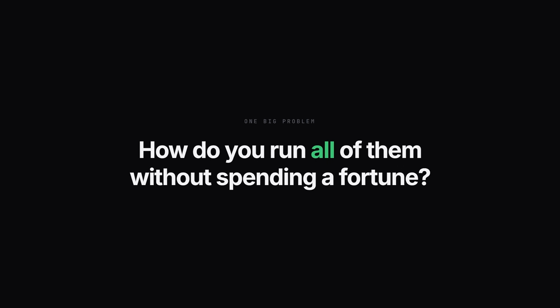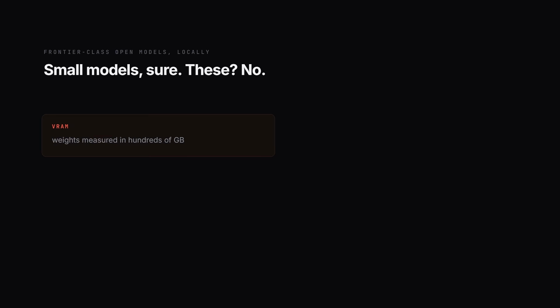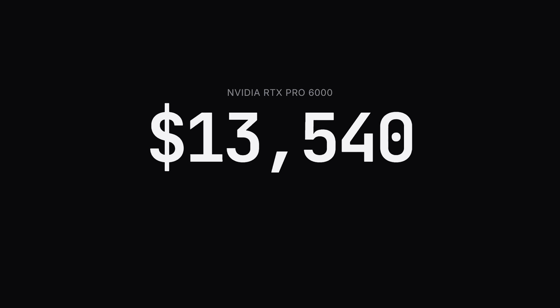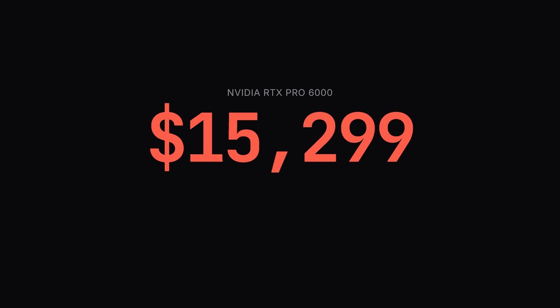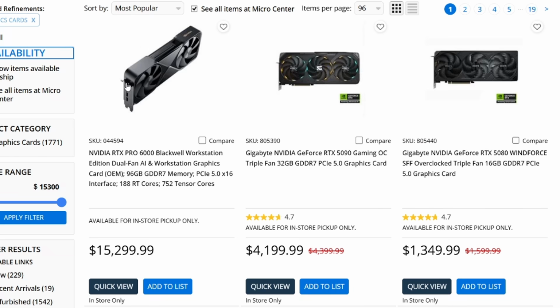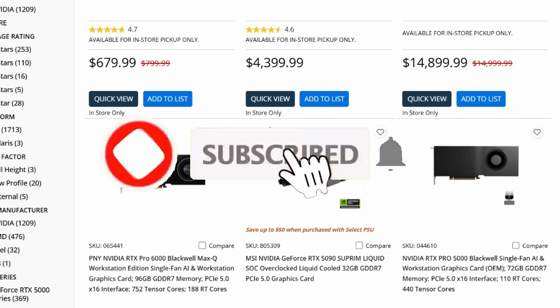Because as you know, they may be open weight, but to host them locally is quite tough. Sure, you can run smaller models locally, but once you get into the massive frontier class open weight models, you're dealing with huge VRAM requirements, quantization, slower inference, and extremely expensive hardware. Just take a look at the GPU prices right now. The RTX Pro 6000 was spotted at over 15K USD after reportedly jumping more than $5,000 in a week.